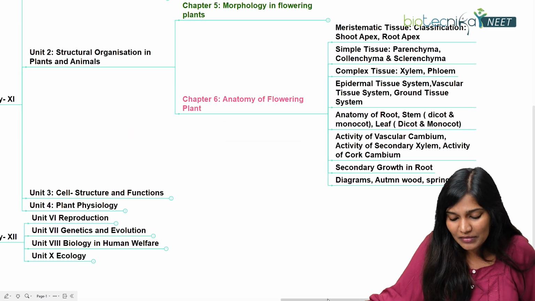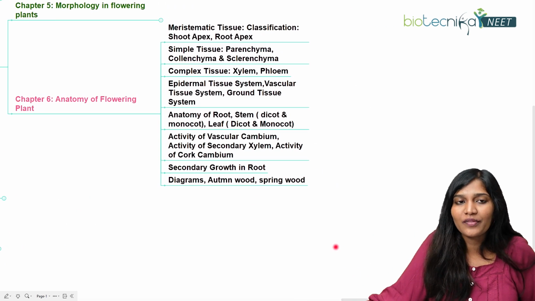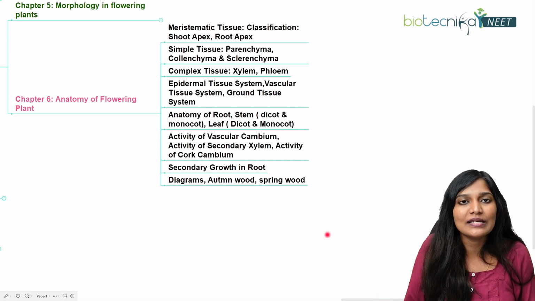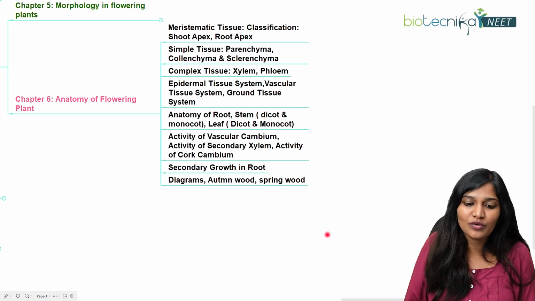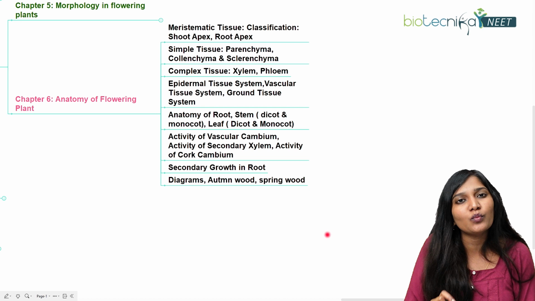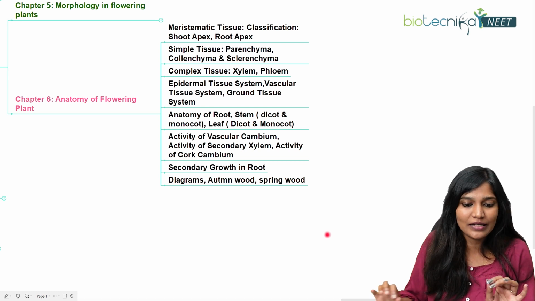The next is anatomy. Anatomy, I'm going to suggest you one thing. Always refer to the book. Whichever image you're going to see in the NCERT book, that is very important. You can see a lot of images in this one. Just look at every part which is marked in the NCERT book. They're going to ask that kind of question only.